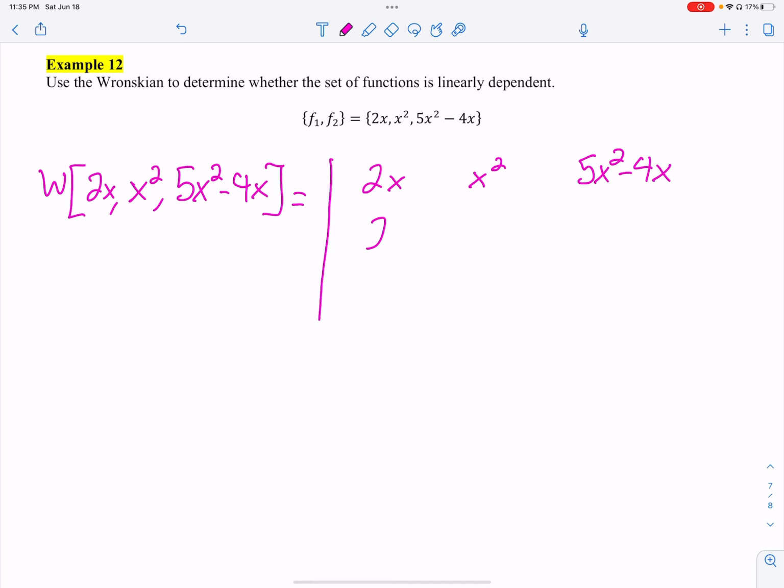So derivative of 2x is 2, derivative of 2 is 0. If I had to keep going, I'd just get zeros. Derivative of x squared is 2x, derivative of 2x is 2. Then for this last one, we got 10x minus 4, and then a 10.